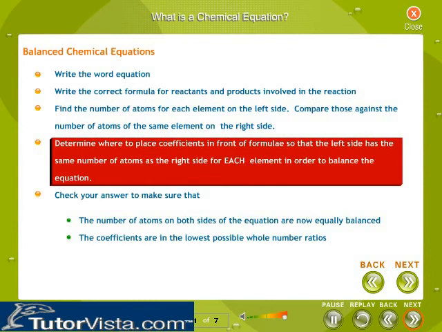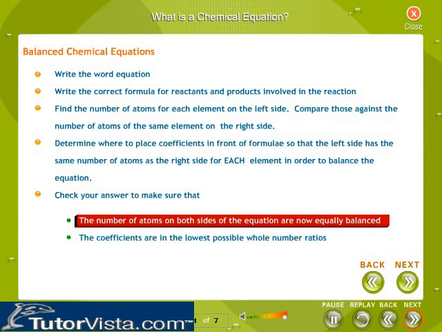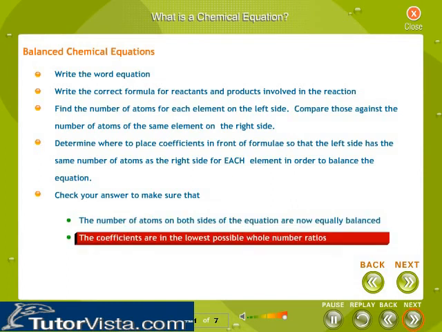Determine where to place the coefficients in front of the formulae so that the left side has the same number of atoms as the right side for each element in order to balance the equation. Check your answer to make sure that the number of atoms on both sides of the equation are now equally balanced. The coefficients are in the lowest possible whole number ratios.